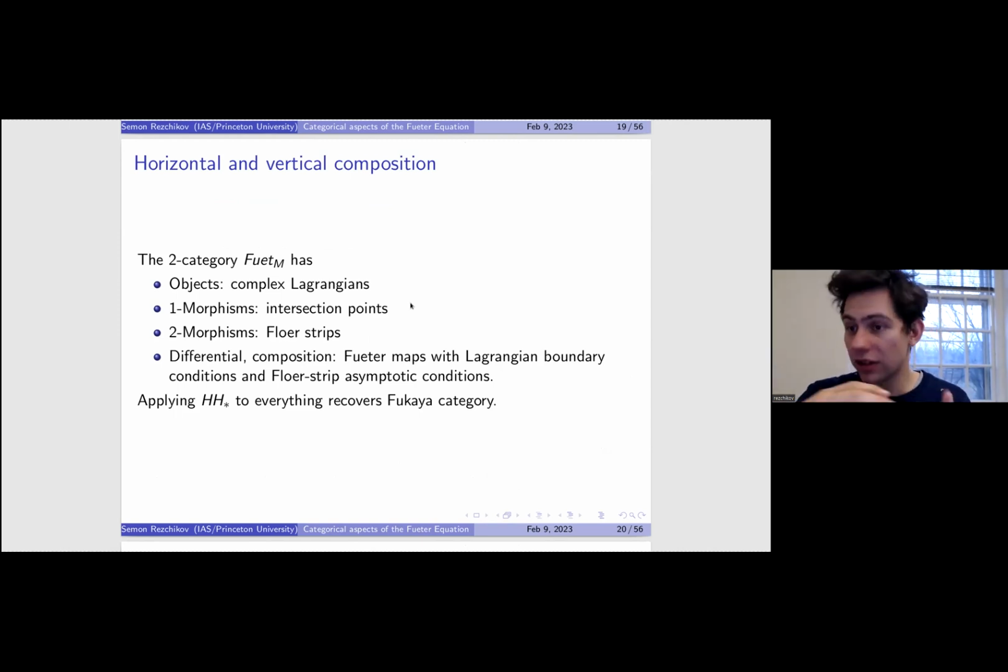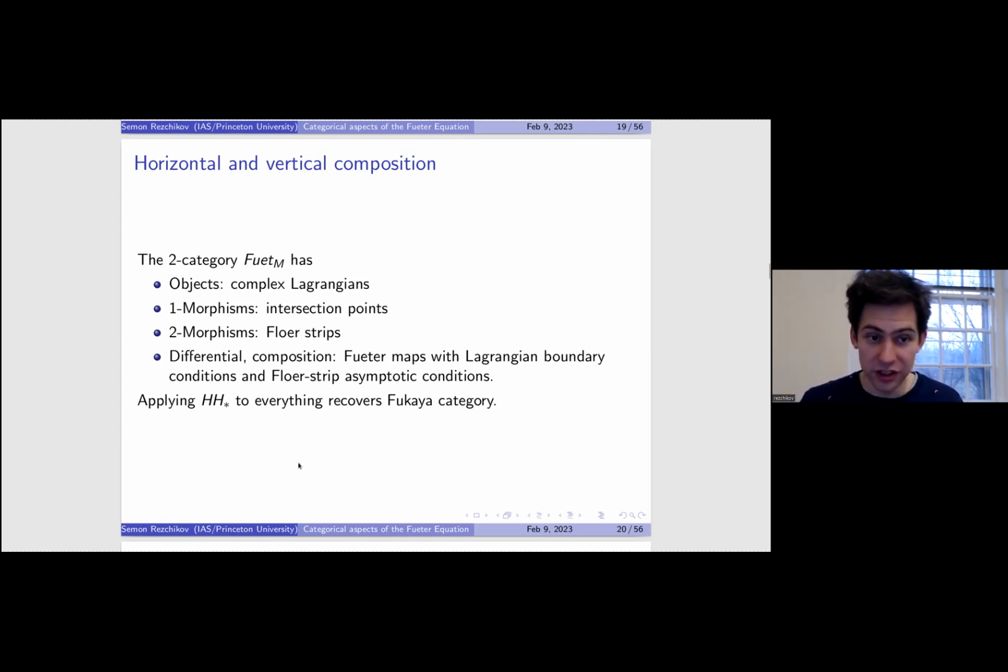And the model case is a finite dimensional complex Morse function, where again it's not really clear how to define this category for a general complex function on an affine variety. Then the 1-morphisms, in the Morse case, should be intersection points, and the 2-morphisms should be these Floer strips between them. And then the differential and the composition should be given by Fueter maps with these holomorphic Lagrangian boundary conditions and these Floer strip asymptotic conditions.